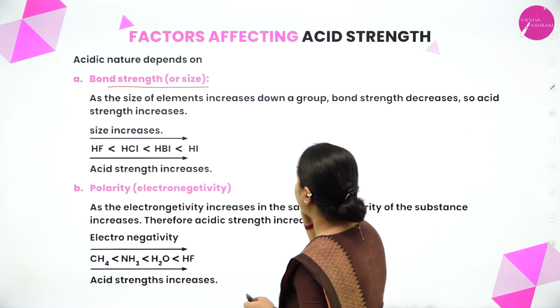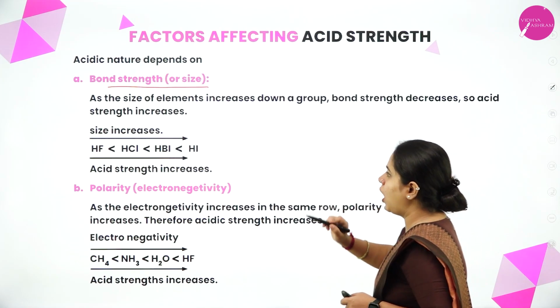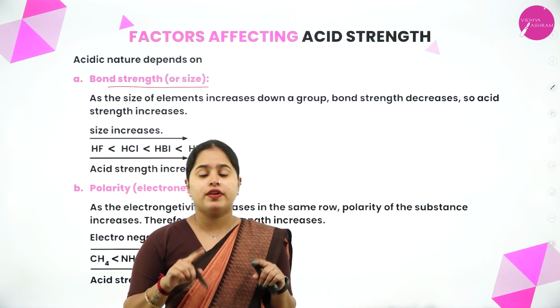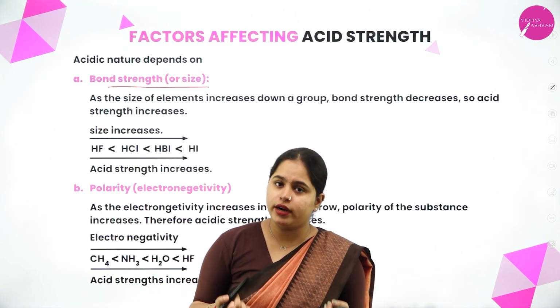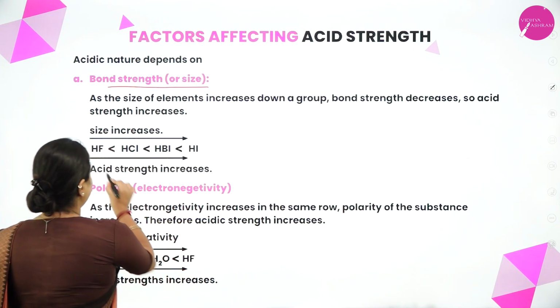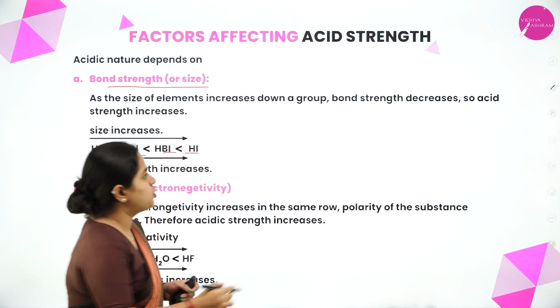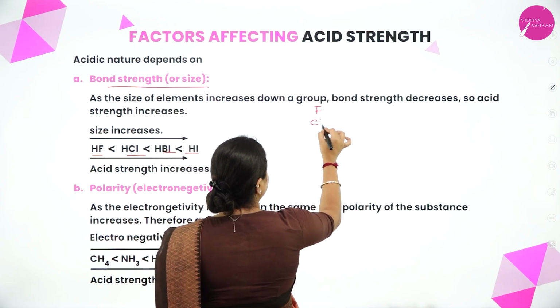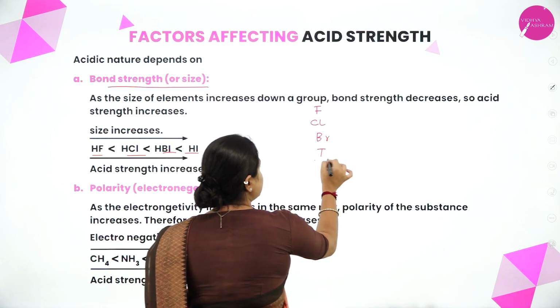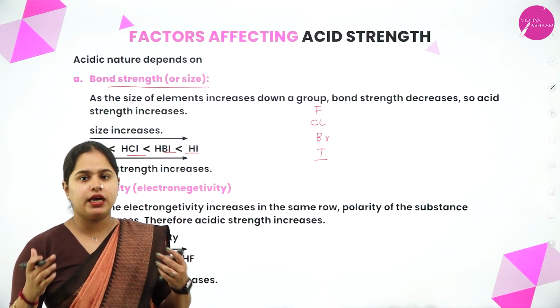As the size of the elements increases down a group, bond strength decreases, so acid strength increases. We can also talk about it in terms of bond length. If we consider HF, HCl, HBr and HI, that is fluorine, chlorine, bromine, iodine, what happens to the size of these atoms as we move down the group? It becomes bigger and bigger, right?